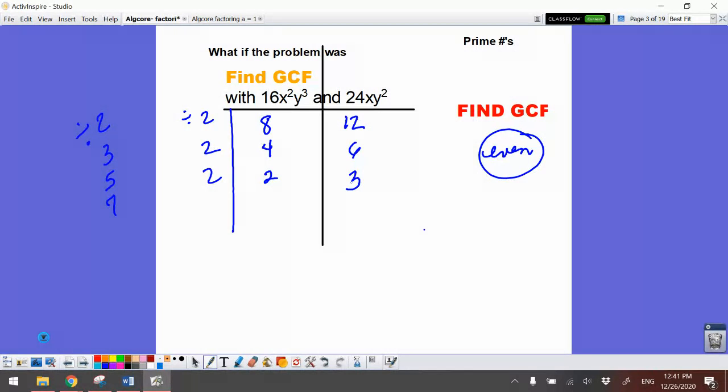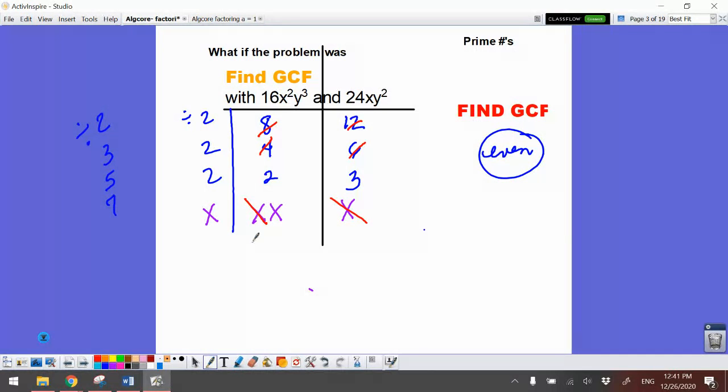So now I have just my letters left. I'm going to start by taking a look at my x's. I have 2 x's and I have 1 x. Well, how many x's do they have in common? They have 1 x in common. So I can actually take it and pull it out, and I'm going to go ahead and cross out what I took out. So this one still has 1 x left, and this one doesn't have any x's left because I took it out.